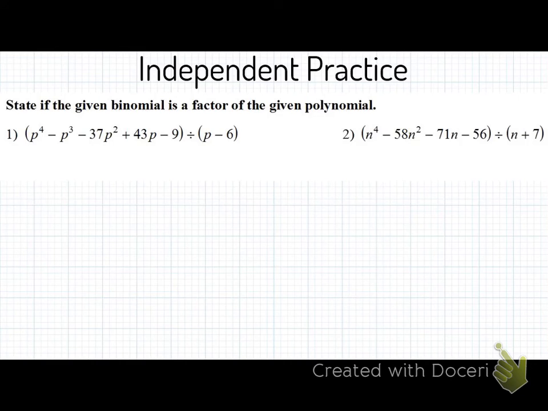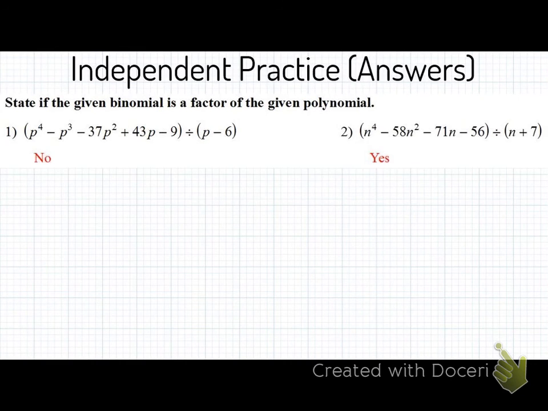Okay, students should have worked this out with their groups. Here we go. Check your answers. First one is no. Second one is yes. Alright? I'm hoping you got this.